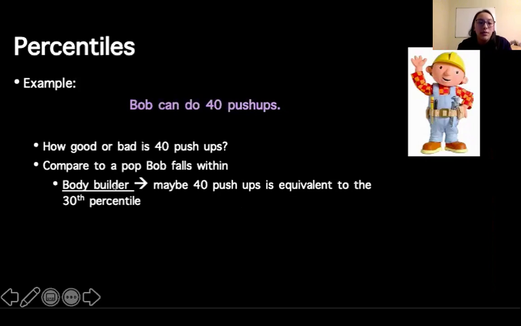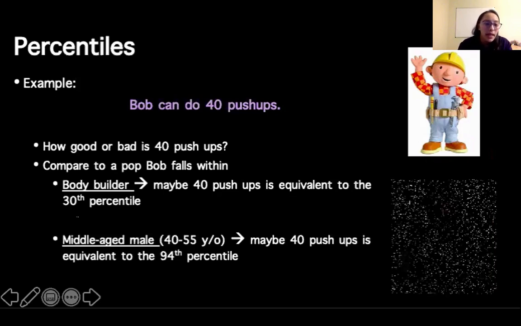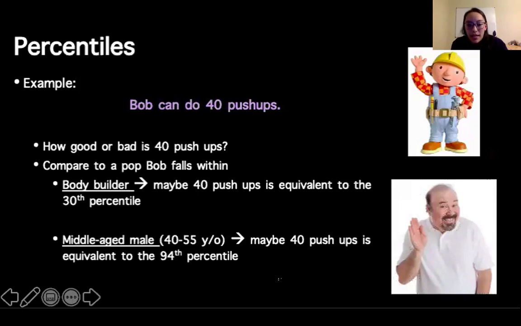So in terms of this type of sample, maybe 40 push-ups is in the 30th percentile, okay? But maybe Bob is a middle-aged man and 40 push-ups is like, damn, son, that's good, right? And then maybe 40 push-ups is in the 94th percentile, right? So this is a good example: we have two different samples or two different populations that we're pulling from, we can compare them to each other and say, well, on this scale, for this type of person, we would evaluate them in this way.